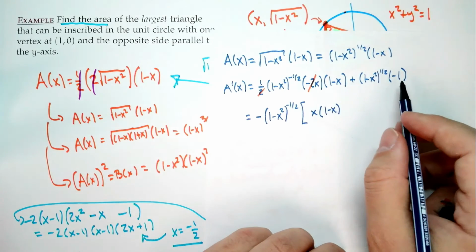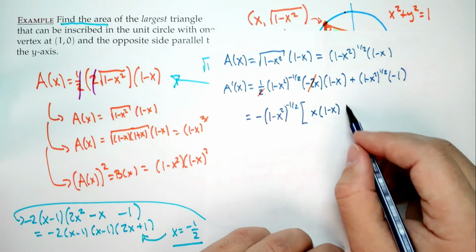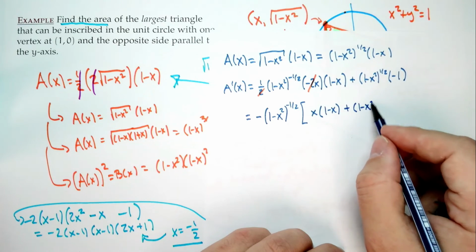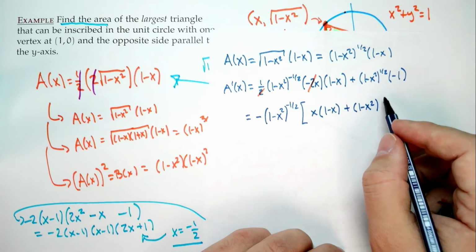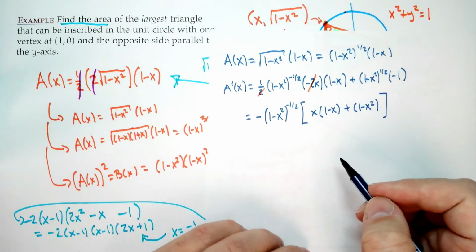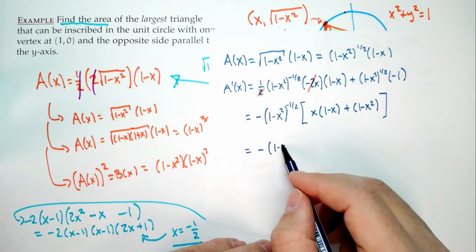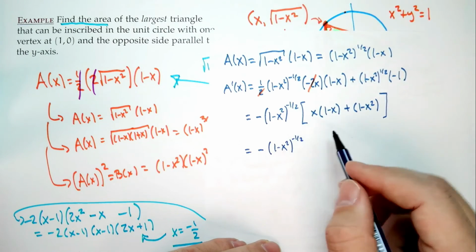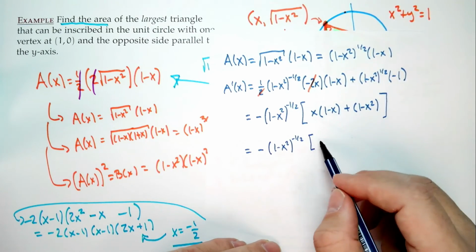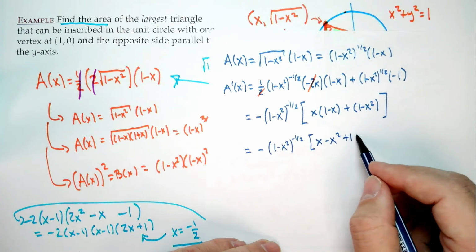From the second term, we got the negative, and when we pull that (1 minus x squared) to the negative 1/2, we're left with (1 minus x squared) to the positive 1, 1/2 minus minus 1/2. All right, so this is negative (1 minus x squared) to the minus 1/2, and then here we'll have x minus x squared plus 1 minus x squared.